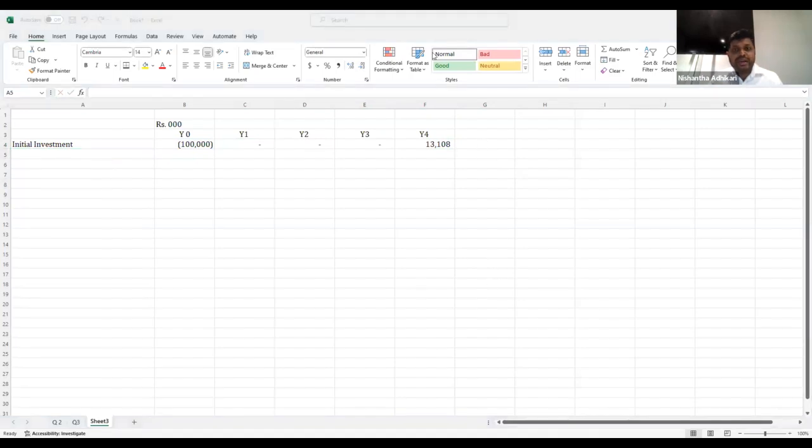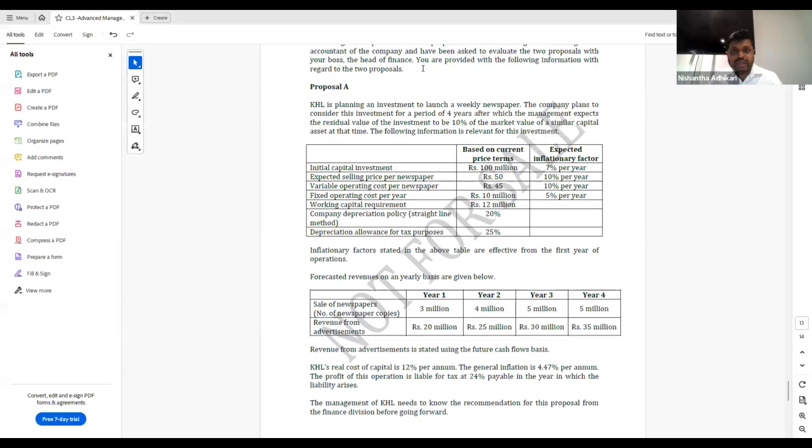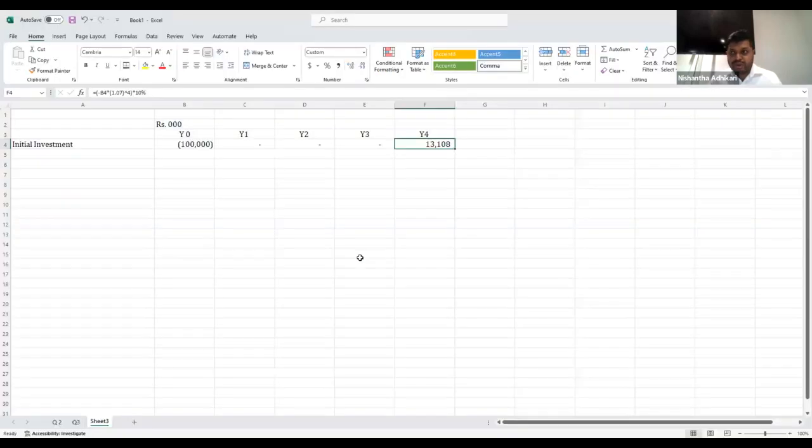Then we will look at the other information. How did I obtain 13,000? It is 100,000 into 1.07 over 4 years into 10%.